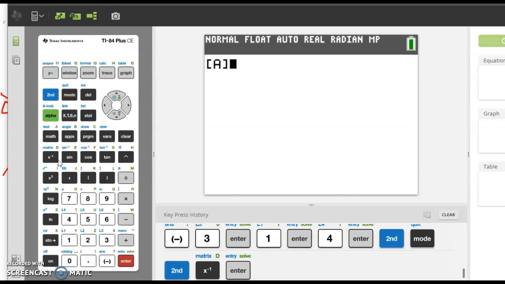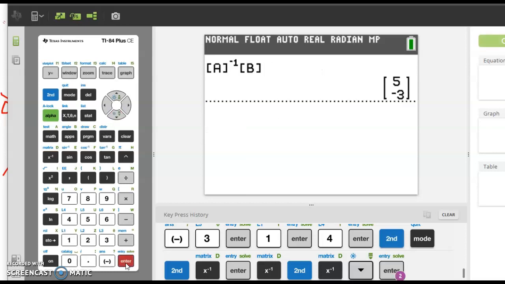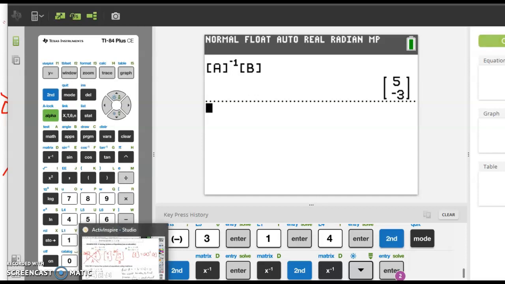A, we want the inverse of a times b. Second matrix, hope b is right. We're about to find out. There we go. And that is the same value you get if you solve this system of equations algebraically or graphically. But the calculator does it for you, so why not?